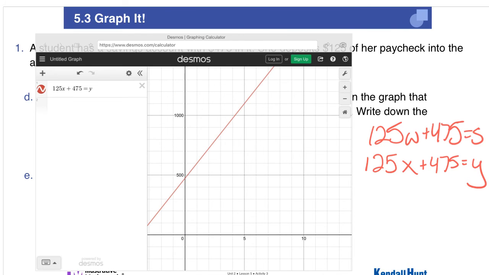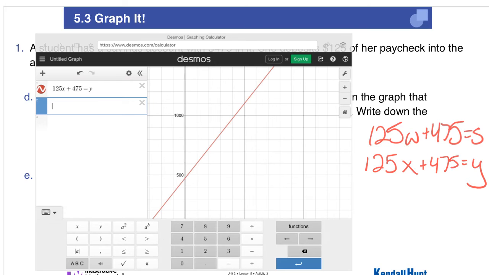The problem tells us that we want to put in a point or label a point that shows us how much she had after 3 weeks. So we found out earlier that after 3 weeks, we're going to put this in like a coordinate point, with parentheses. After 3 weeks, she had $850. So when we put that in, it should show up right on the line.